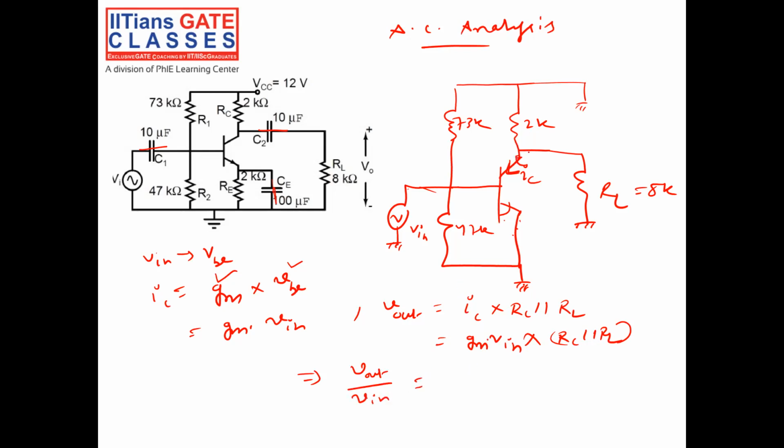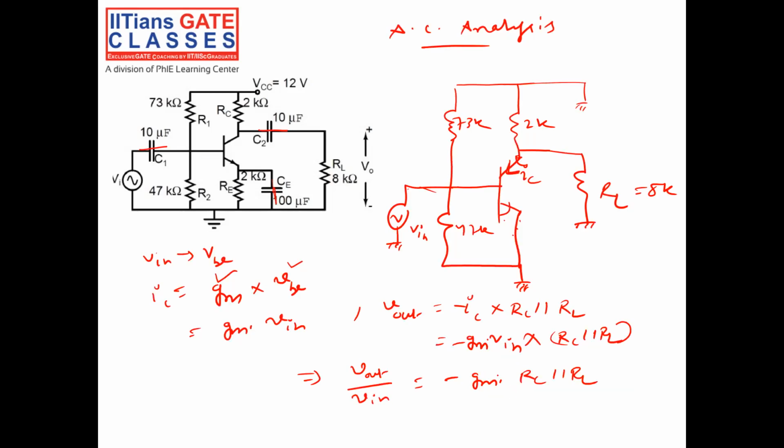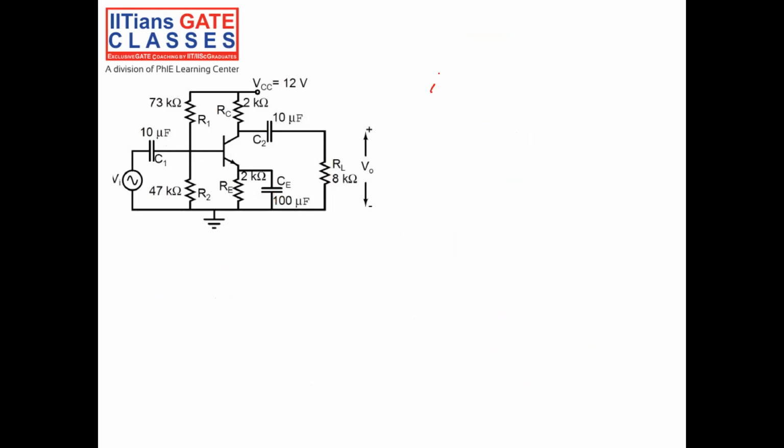Current is going like this, so there will be minus IC, because 0 minus something is VC. So the gain is minus Gm into RC parallel to RL. What is Gm? Gm in a BJT, you all know, is the DC collector current divided by thermal voltage.